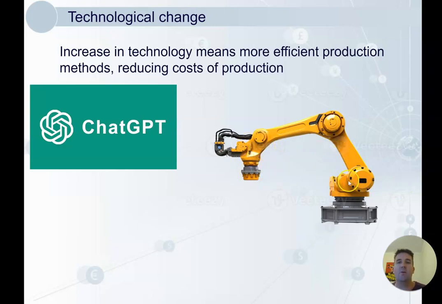And same with big robots that help produce things. Well, there's all these watermarks on that. Big robots that we use to produce cars, they decrease the cost of production because you don't need as many people doing things anymore, and it doesn't take as long.